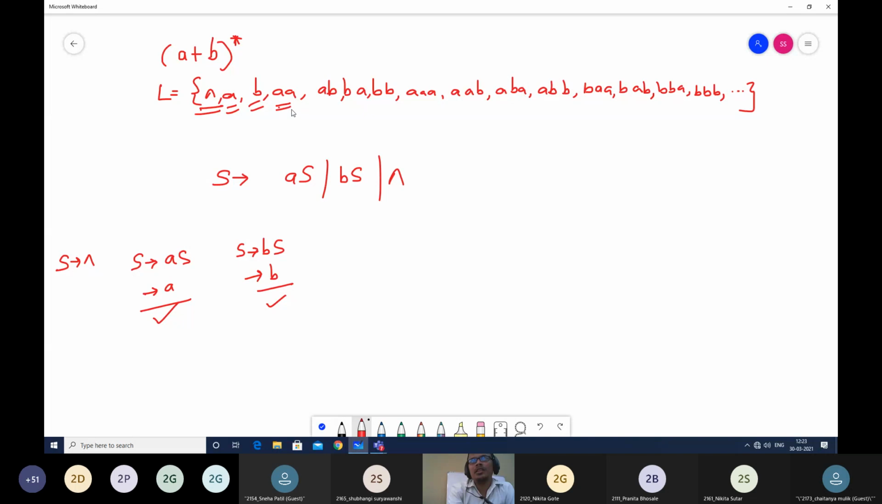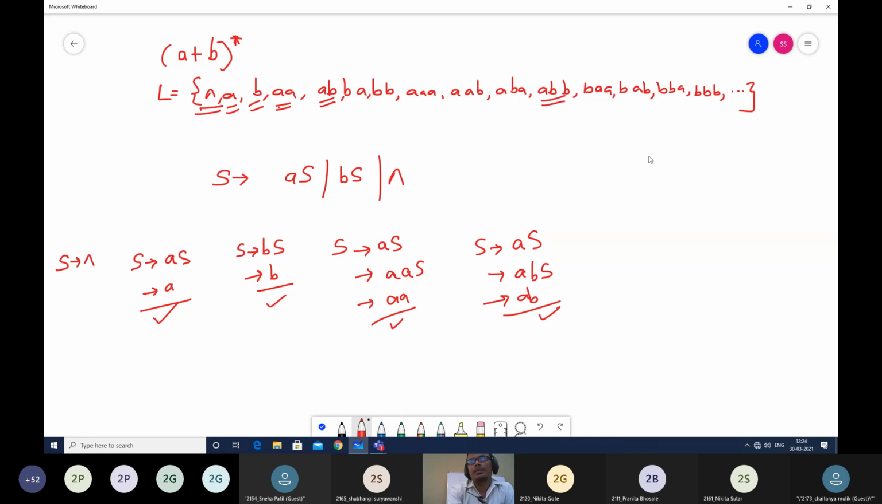Then next, suppose the string is AA. First I'll write S gives AS, so one A is done. Again S gives AS, two A's are done. Then S gives null. So AA is accepted. Are you getting this? Next string is AB. First I'll write S gives AS. Then as my string is AB, next time I'll write S gives BS. Next time I'll write S gives null. So string AB is accepted.